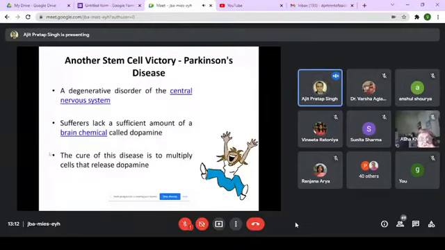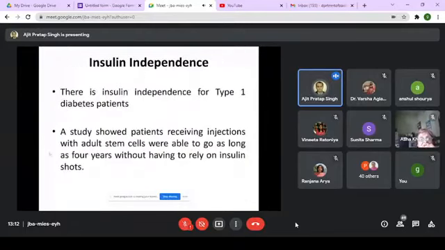Insulin dependence is a very important problem. Nowadays there is diabetes, and every person is going to become diabetic. There is an insulin dependence for the type 1 diabetic patient. Studies show patients receiving injection with the adult cells were able to go as long as 4 years without insulin shots. It means in the coming future, your beta cells can be replaced by the stem cell, and diabetes can be treated with the help of stem cell.